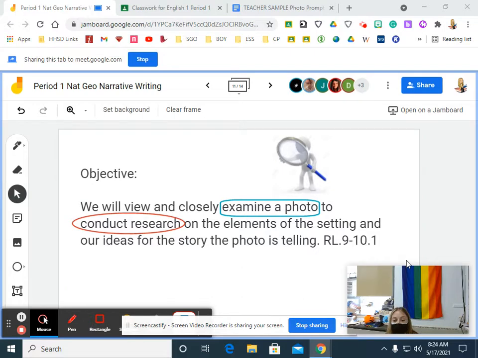Today we're going to continue this objective, which we did on Wednesday of last week. The objective is we will view and closely examine a photo to conduct research on the elements of the setting and our ideas for the story the photo is telling. So we're going to start planning our story after we do our research, and our research is due today. So today you're going to finish your research.